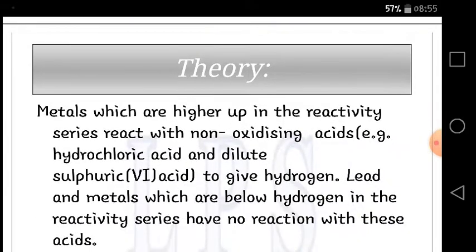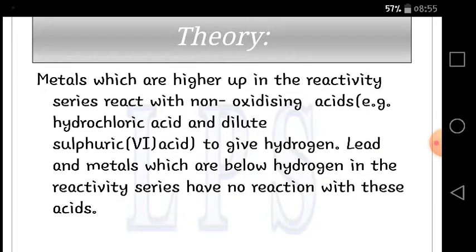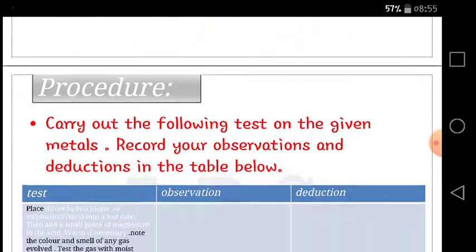Now we are moving next. The theory of this experiment is based on the point that metals which are higher up in the reactivity series react with non-oxidizing acids like hydrochloric acid and dilute sulfuric acid to give hydrogen. Lead and metals which are below hydrogen in the reactivity series have no reaction with these acids. This is the theory of this experiment. Now we are moving towards the procedure.